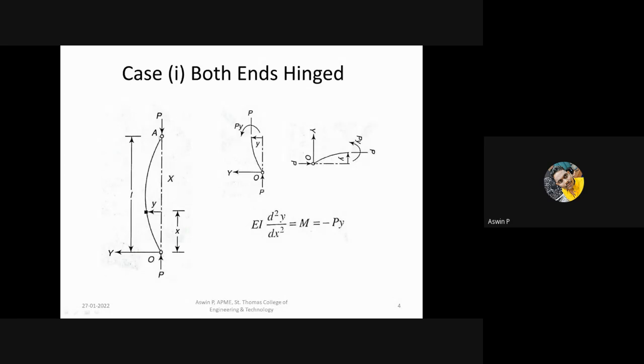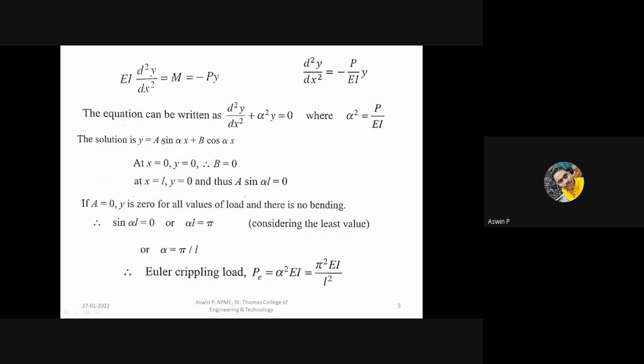Similarly, when we are taking x equal to L, this point, another point, this is also a hinged point. There will not be any deflection. So, when x equal to L, y equal to 0. Those are the two boundary conditions. That is, when x equal to 0, y equal to 0. When x equal to L, y equal to 0.